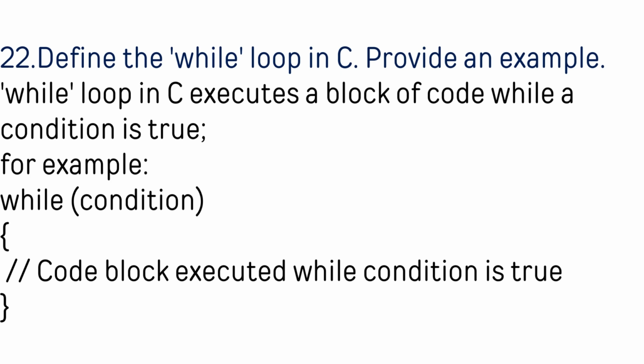22. Define the while loop in C. Provide an example. A while loop in C executes a block of code while a condition is true. For example, while (condition) { code block executed while condition is true }.